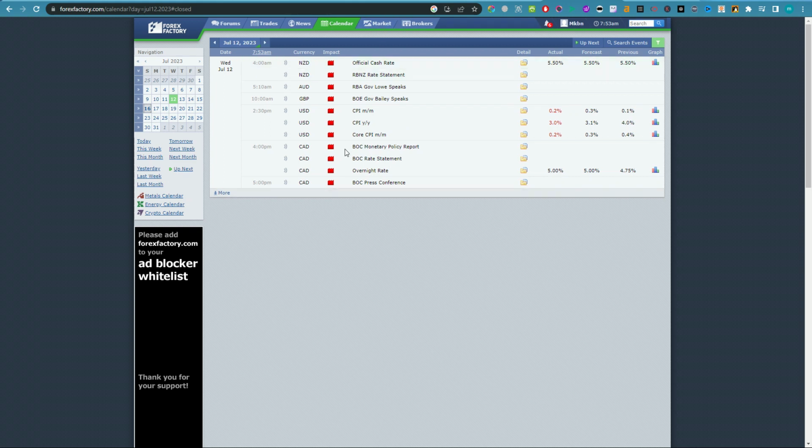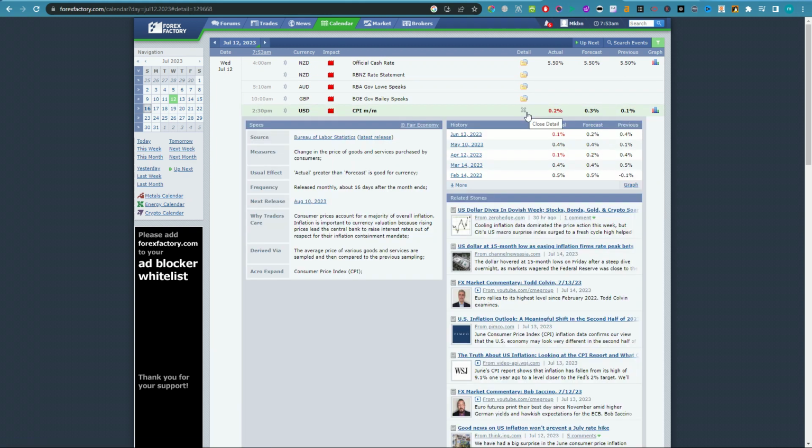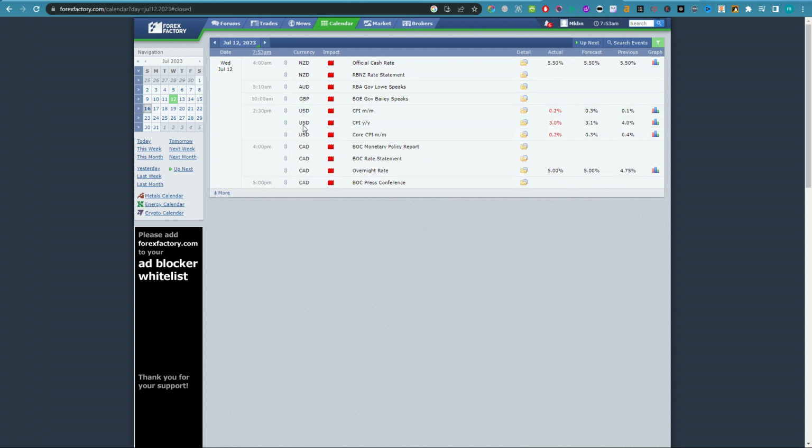For me, I'm interested in the red news, and what you're going to do is come here, on this file icon, and read only this. I'm not saying go and dive deeper into fundamentals. If you are an intraday trader, I don't really follow much of fundamentals, but I want to know about the news that are going to be released on that day.